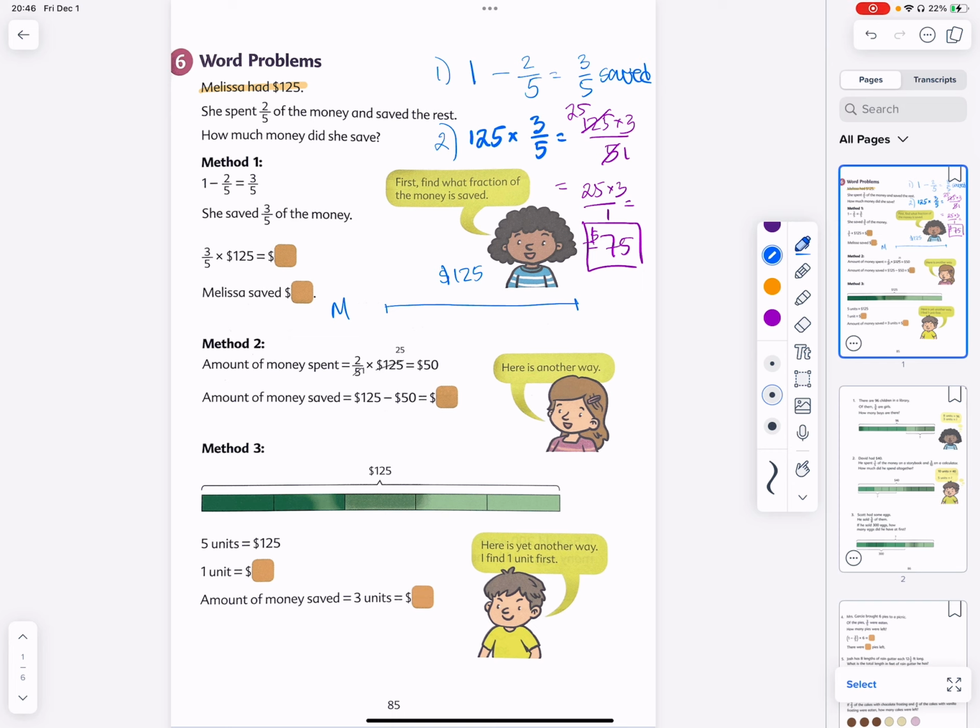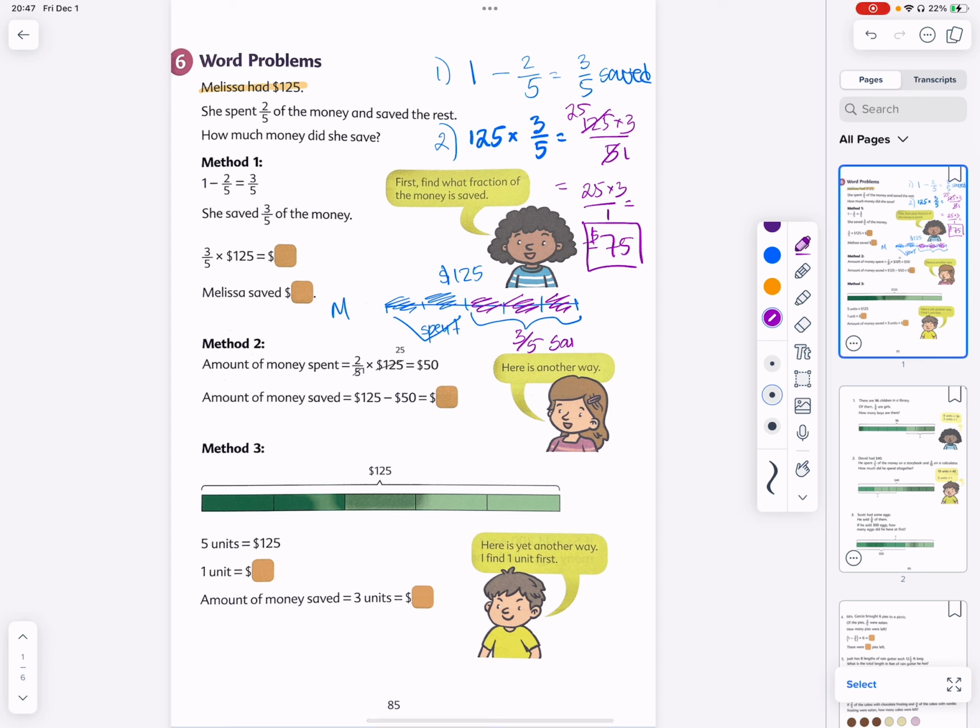She spent 2 out of 5 equal parts. First, I'm going to divide this total thing into 5 equal parts, and she spent 1 out of 5, 2 out of 5. So this is the money she spent, right? And obviously then this is the money she saved. She saved the rest, which means 3/5, right?